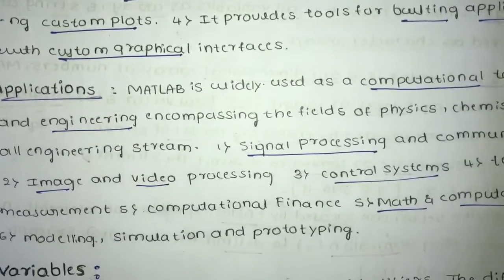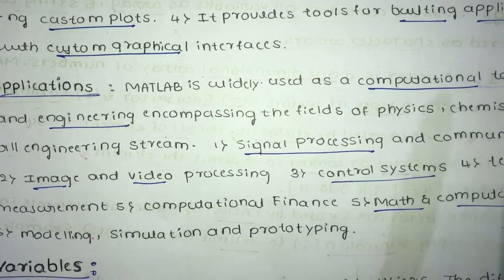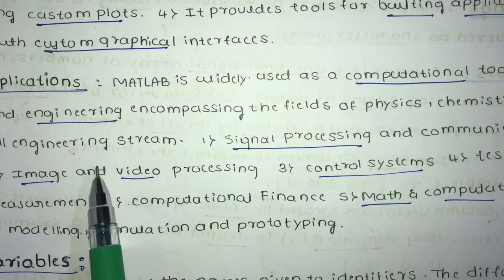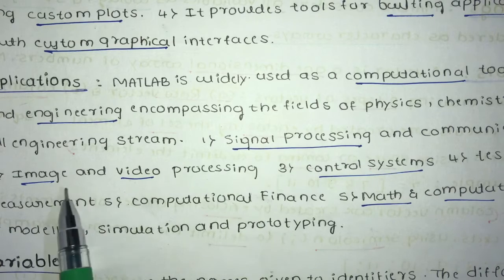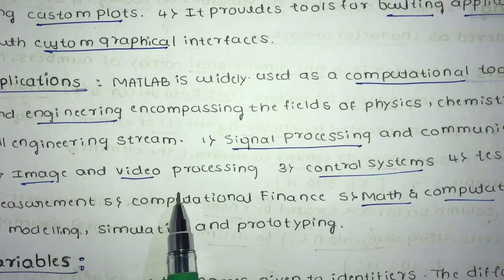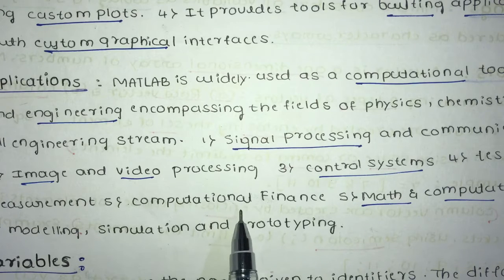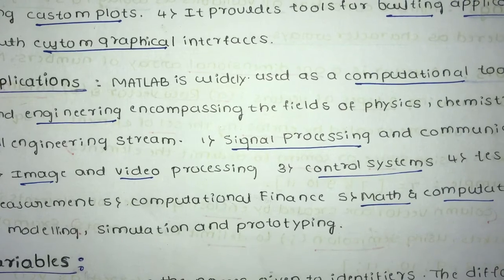What are the applications of MATLAB? MATLAB is widely used as a computational tool in science and engineering, encompassing the fields of physics, chemistry, and maths, whatever all the engineering streams. It is used in signal processing, communication, image and video processing, control systems, test and measurement instruments, computational finance, mathematical and computational modeling, simulation, as well as prototyping.